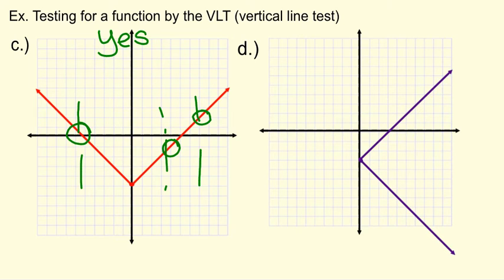Now if we head over to example D, problem there. Notice that right here and right there, it fails the vertical line test. It hits more than one time. So it is not a function.